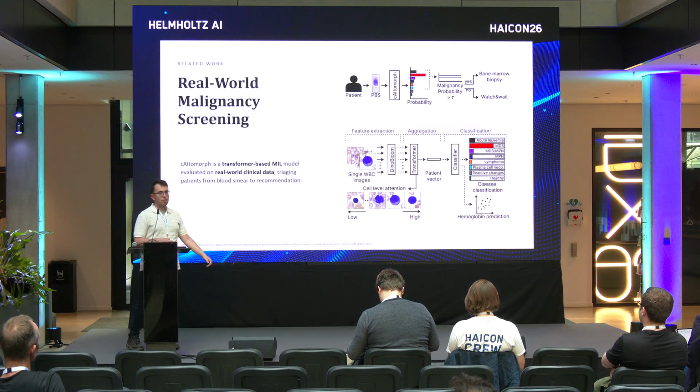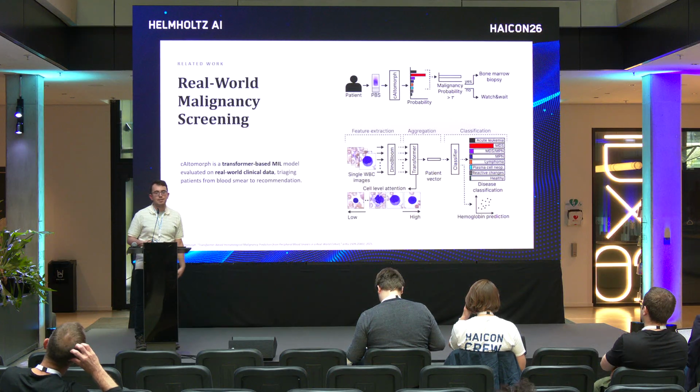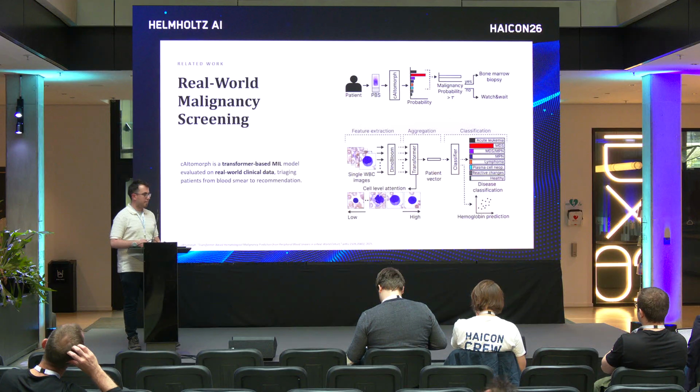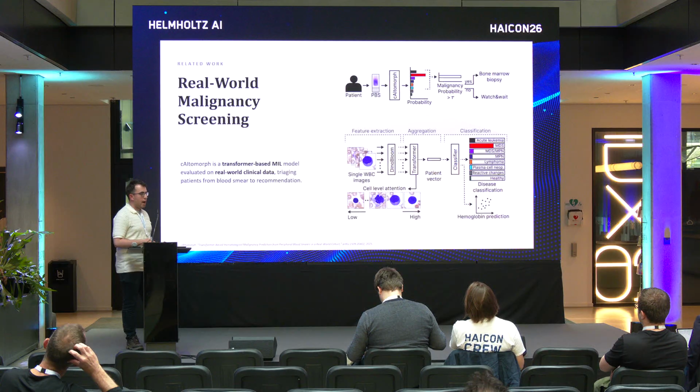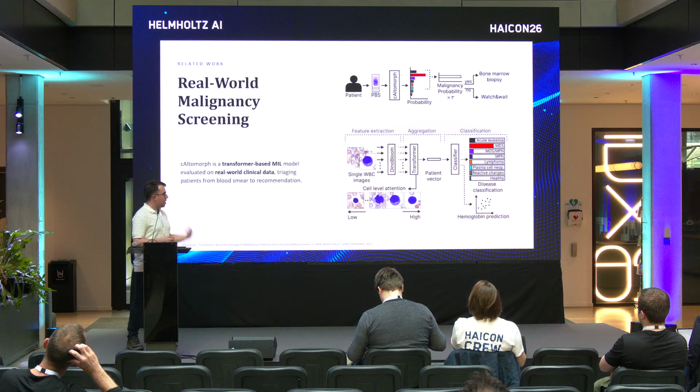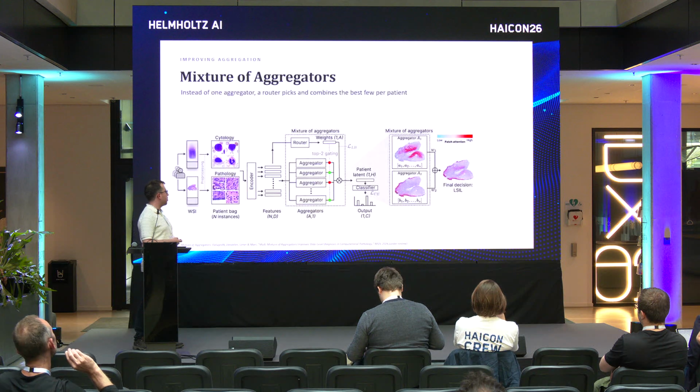And what if you want to classify all of the blood diseases, not only acute myeloid leukemia? Then this is the idea of the CytoMorph paper that was published this year. And here we used a transformer as aggregator, and then we obtained a classification for a much broader range of malignancies. And it can be used as a triage tool in the real world.